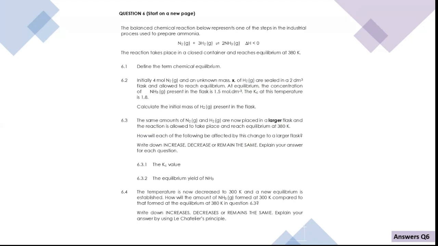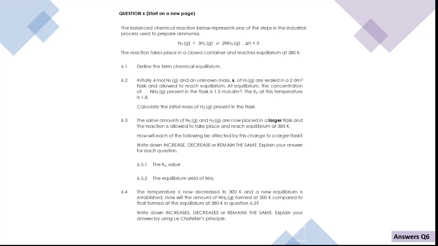Question 6.3, the same amounts. Same amount of nitrogen gas and hydrogen gas are now placed in a larger flask, and the reaction is allowed to take place and reach equilibrium at 380 Kelvin. How will each of the following be affected by this change in a larger flask? So the emphasis is on a larger flask. All we must do is write down increase, decrease, remain the same, and we must give a reason for our answer in each case.